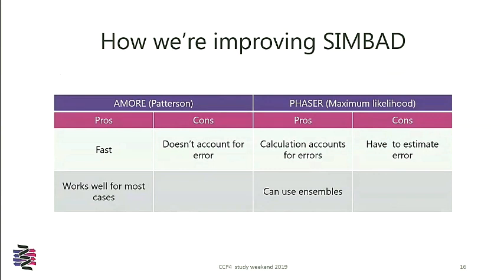So the current method that we're using with MoRDa has got some pros and some cons. The pros are it's really fast, and most of the time it works really well. The con is that it doesn't really account for any error in the model. Phaser, meanwhile, uses a maximum likelihood method, and therefore the maximum likelihood calculation can account for errors in your model. It also, as Ellie talked about earlier, can use ensembles, which are really, really useful. The one con I have, though, is that I was really excited about using Phaser and being able to put the error into it, but then I realized that I actually had to estimate that error in some way.